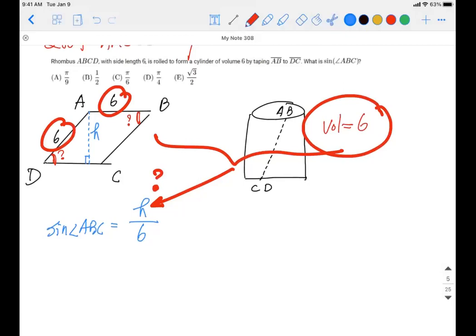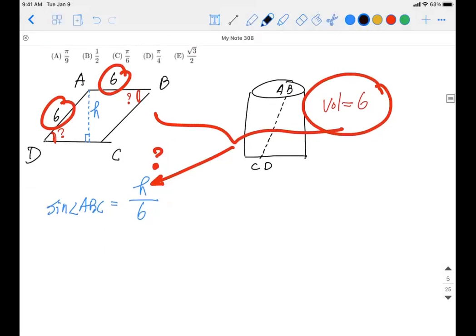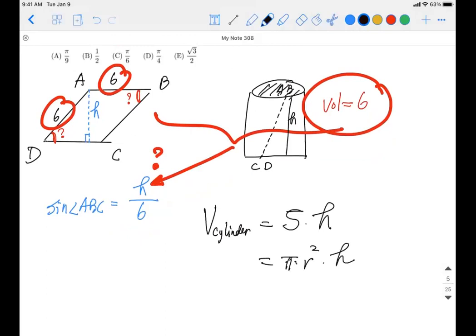This is such a simple problem, right? So what you're going to do is basically do the problem like this. You see, after you roll the shape, the H keeps the same, right? H doesn't change. So the volume of the cylinder is going to be what? Equals S times H. S is the area of the bottom times H. So what is S? Pi r squared H.